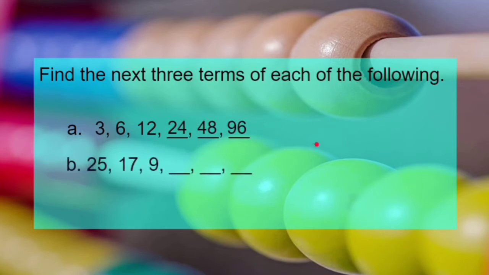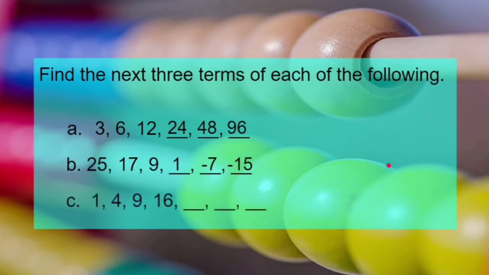Next, 25, 17, and 9. Now these numbers are decreasing. So either we subtract or we divide these numbers to obtain the next terms. In this case, these numbers are decreased by 8. Meaning to say we subtract 8 from the preceding term to get the next term. So 25 minus 8 is 17. 17 minus 8 is 9. Let us continue that to obtain the next terms. Those are 1, negative 7, and negative 15.